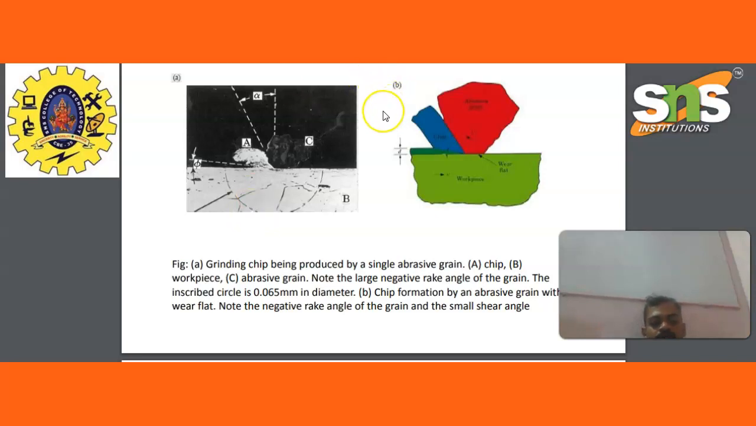B. Chip formation by an abrasive grain with a wear flat. Note the negative rake angle of the grain and the small shear angle.